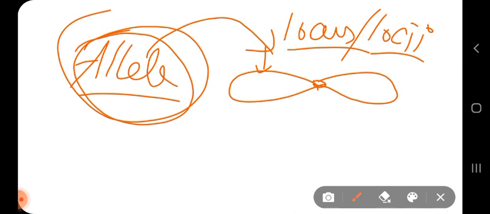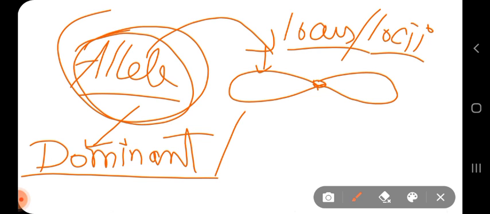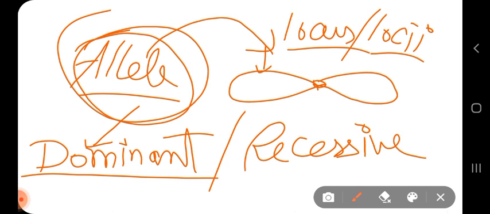Now there are two different types of allele, if I say. One is called the dominant allele. This you have learnt in your class 12 biology classes. And another one is called the recessive allele. So two different forms of alleles are found, dominant and recessive. What does the dominant allele do?